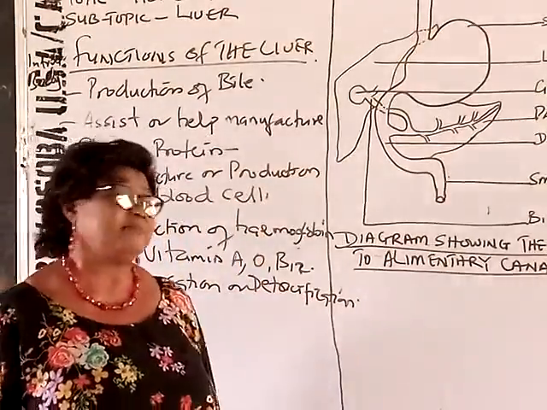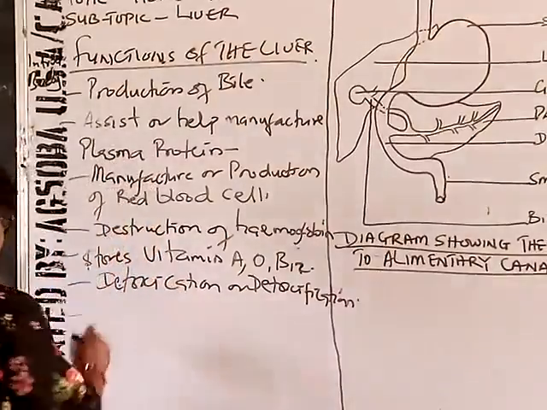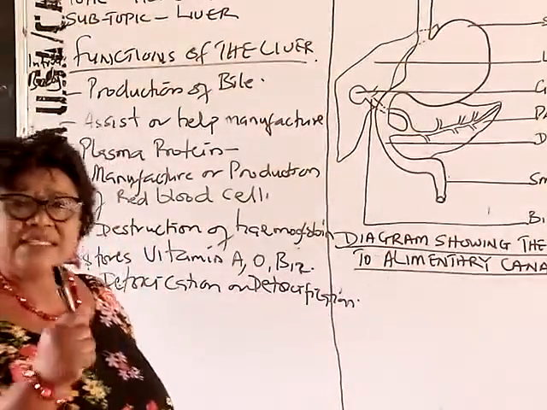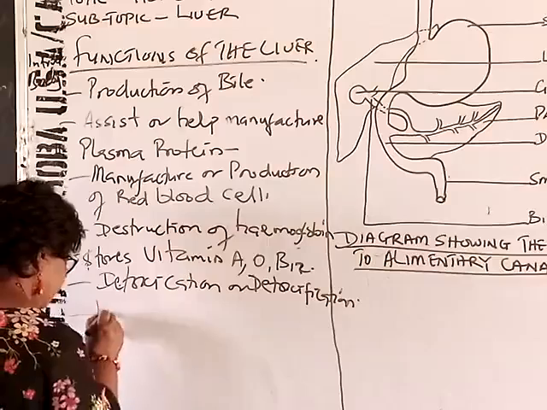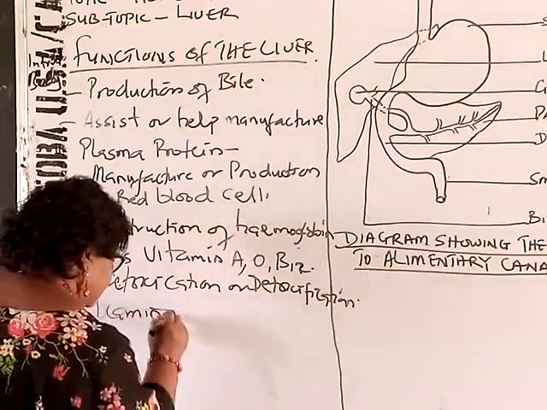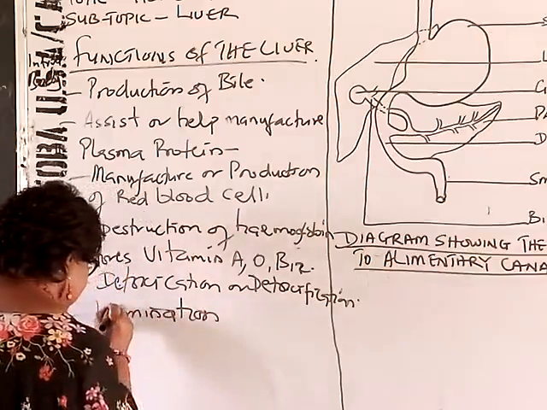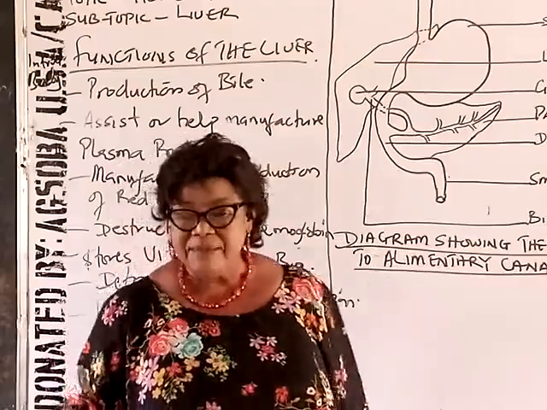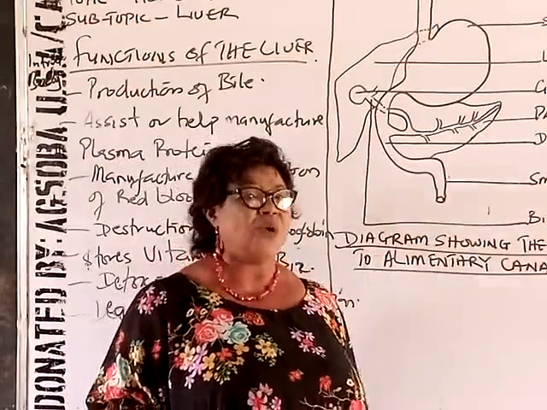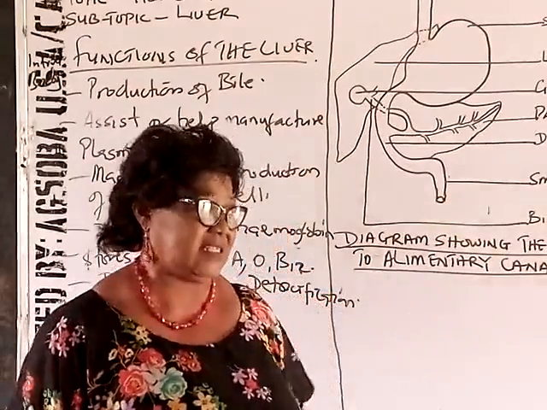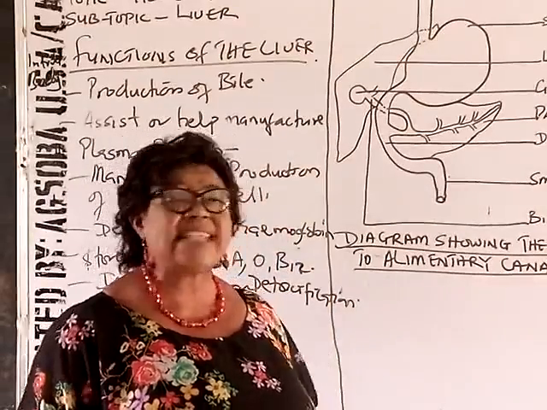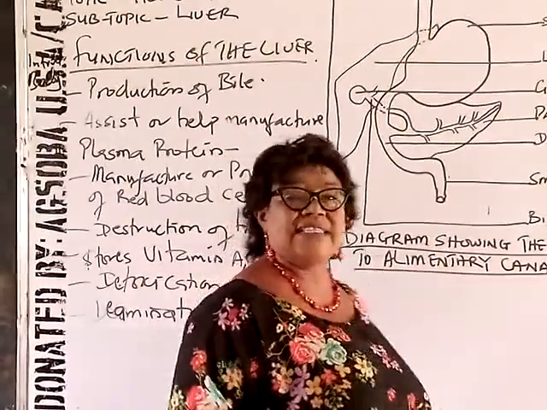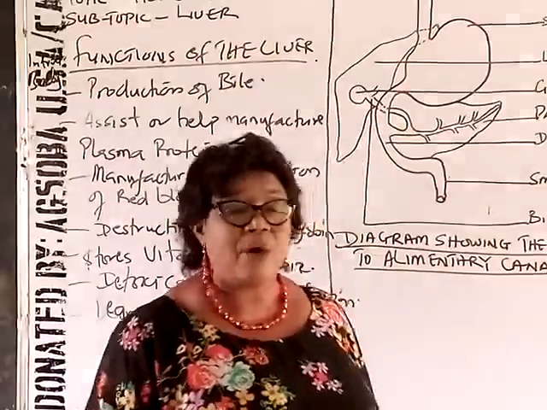Another function that the liver is involved in is what we call deamination. Pronounce it deamination. I said they are involved in deamination. And what is deamination? It is also a process whereby the liver converts or breaks down excess amino acid. The breakdown of excess amino acid into urea and carbohydrates.